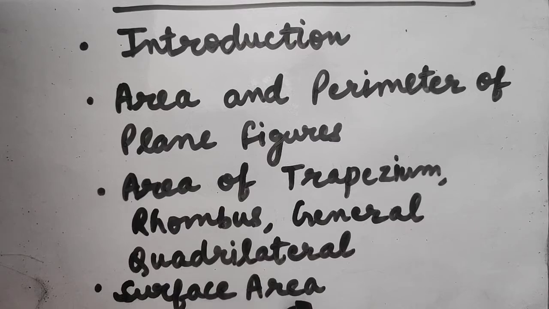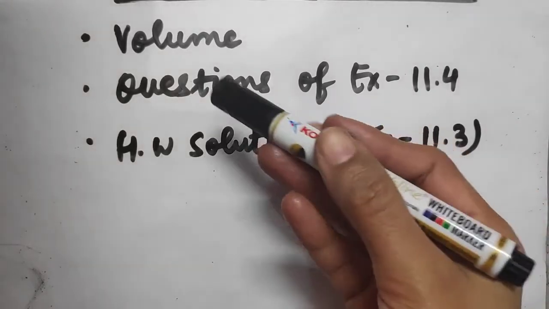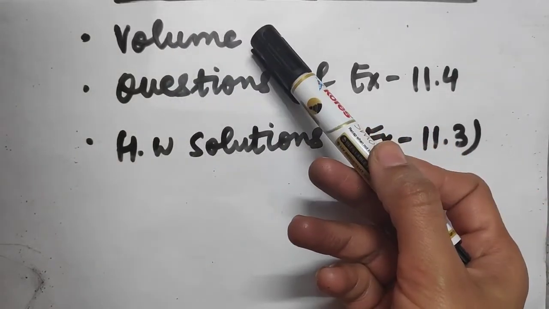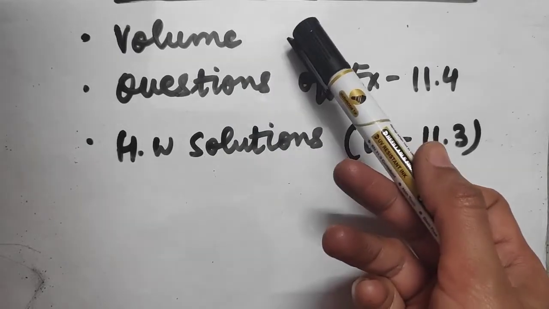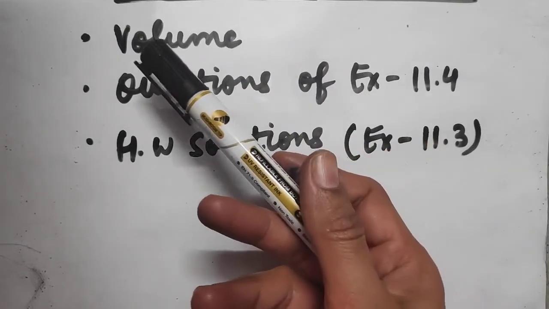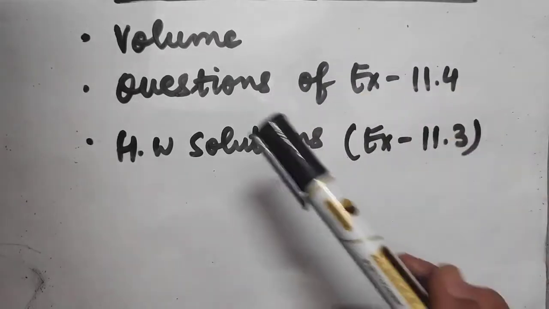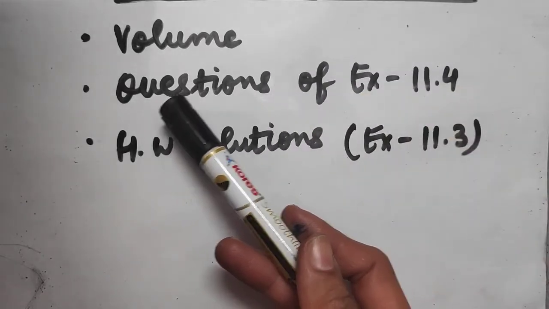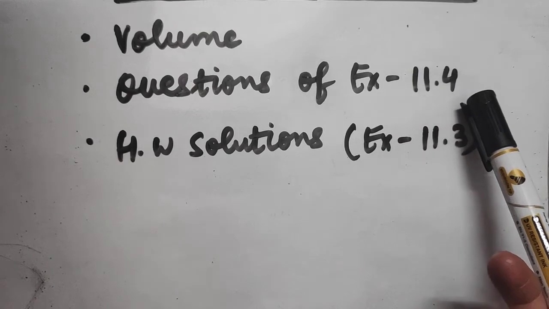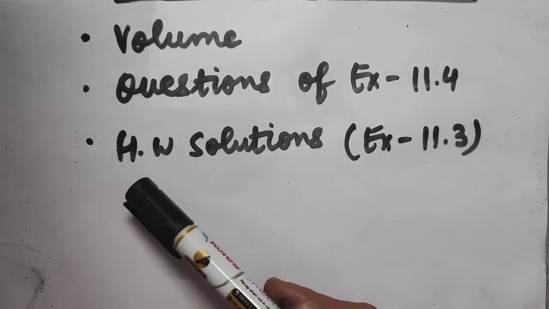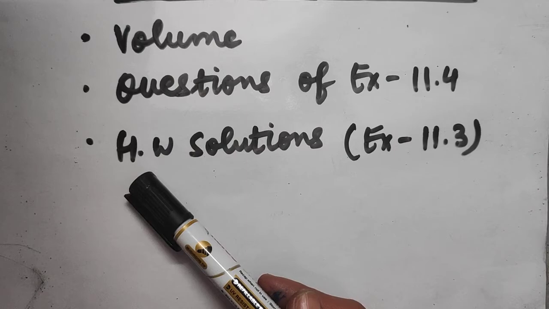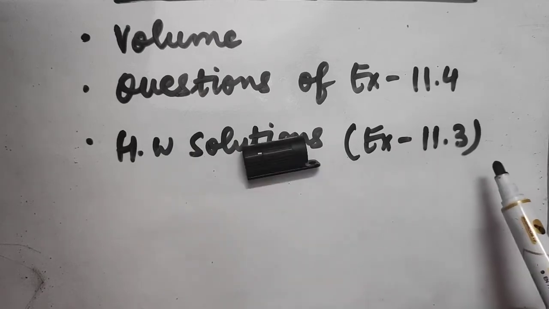the concept of surface area of solid shapes, particularly cuboid, cube, and cylinder. We will talk about the difference between total surface area and lateral surface area. Then we shall discuss the concept of volume. What is the difference between volume and capacity? What is the formula of volume of cuboid, cube, and cylinder? Then we shall discuss a few questions of exercise 11.4 from the NCERT book, and at the end of this lecture I shall discuss homework solutions of exercise 11.3.